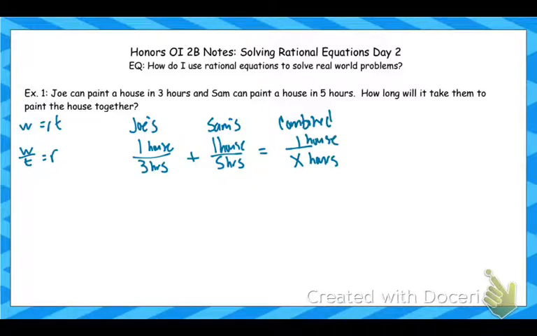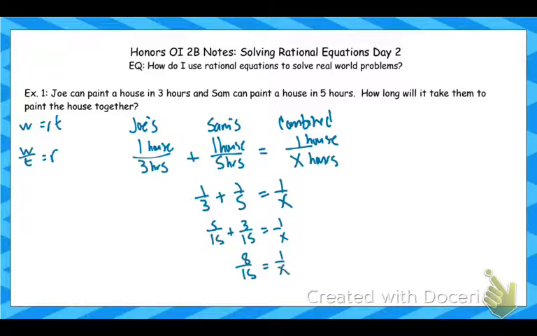So what I need to do is really just solve this rational equation. 1 over 3 plus 1 over 5 equals 1 over x. So we need a common denominator. I'll multiply by 5, multiply by 3, and I get that 8 over 15 is equal to 1 over x. So 8x is equal to 15, and x is equal to 15 over 8.